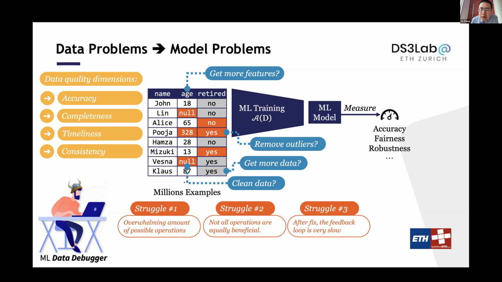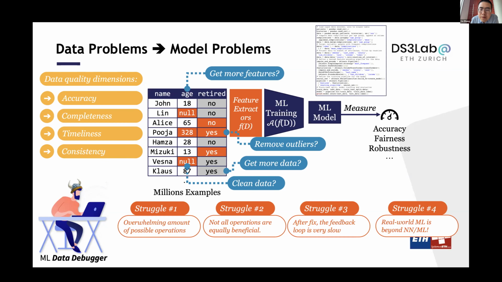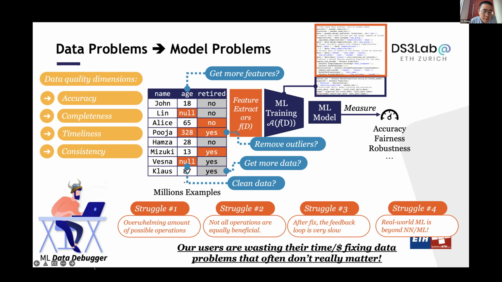And what makes things even worse, if you look at the machine learning application today, it's often not about machine learning. There's only a small component in the machine learning application that is actually training a model. And the majority of this program, as you see, is actually dealing with feature extraction and data transformations. And putting all these four different struggles together, most of the users that we see are actually wasting their time fixing data problems that often do not matter at all.